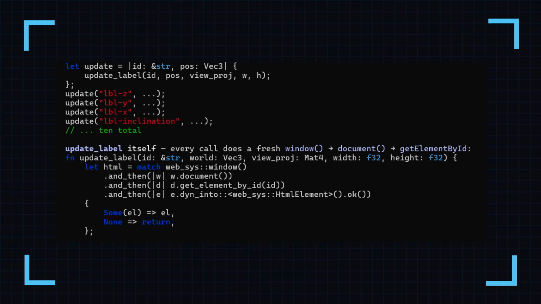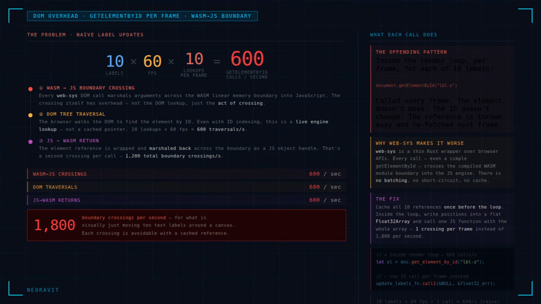The original code called document.getElementById inside the render loop for each one. Every one of those calls crosses the WASM to JavaScript boundary because web-sys is just a thin wrapper over the browser's DOM APIs. The boundary crossing itself has a lot of overhead. So 10 labels, 60 frames per second, 10 DOM lookups per frame, that's 600 getElementById calls per second, each one triggering a WASM-JS boundary crossing, a DOM tree traversal, and a JS-WASM return.